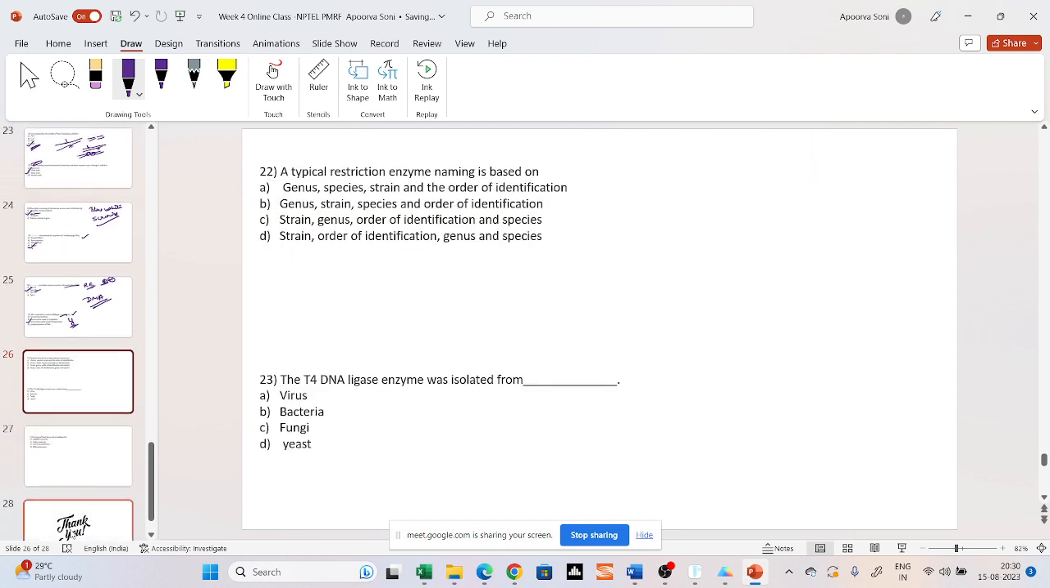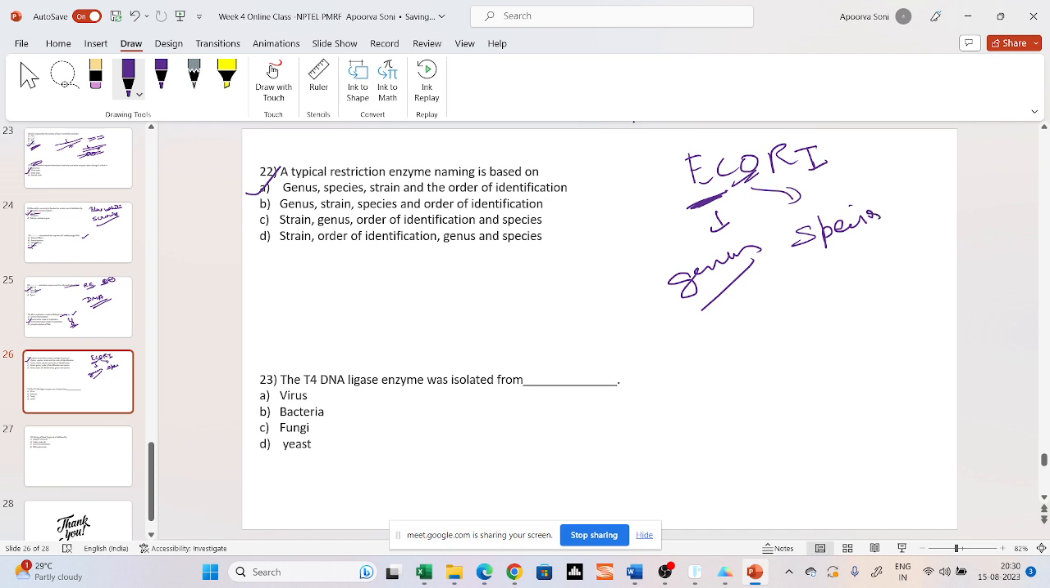Now, next question is a typical restriction enzyme naming is based on. So, suppose if it is written EcoR1. So, what does E stand for? What does E describe? Option A, ma'am. Yes. Option A is the correct one. So, E describes the genus. Co describes the species. R describes the strain. And 1 describes the order of identification. It was the first restriction enzyme.